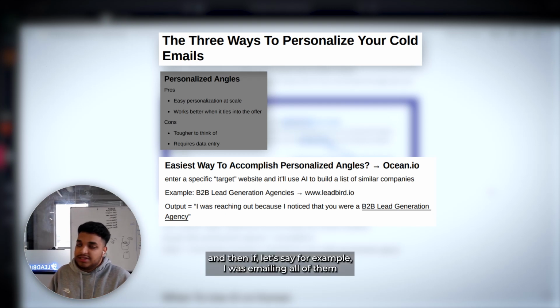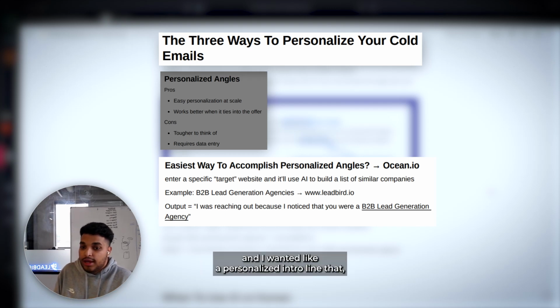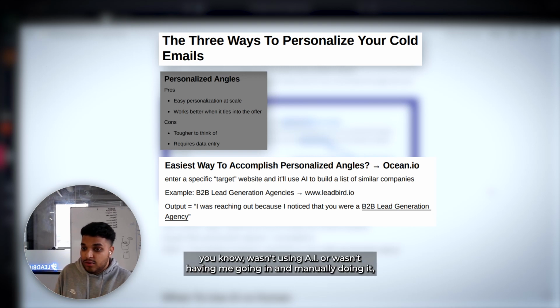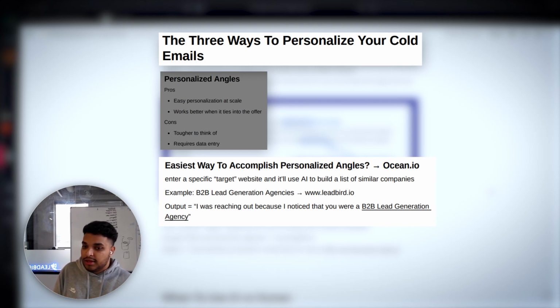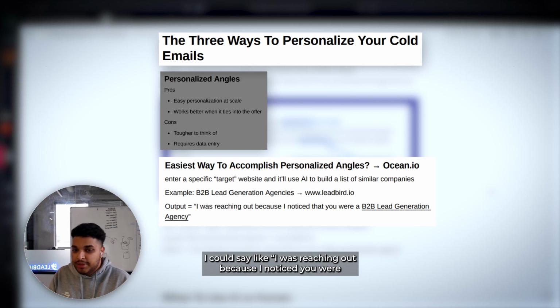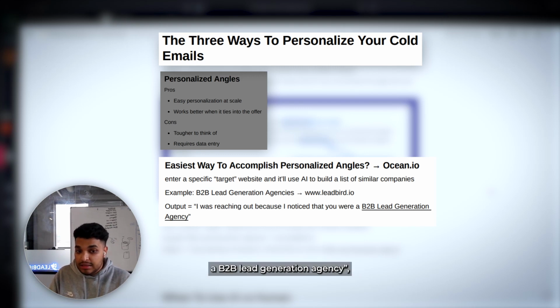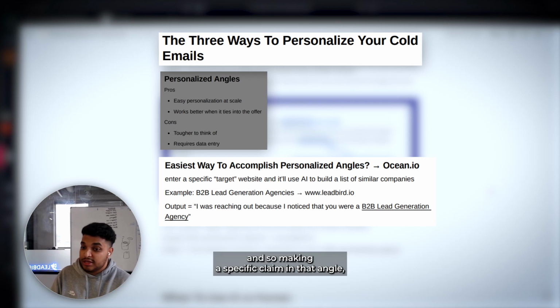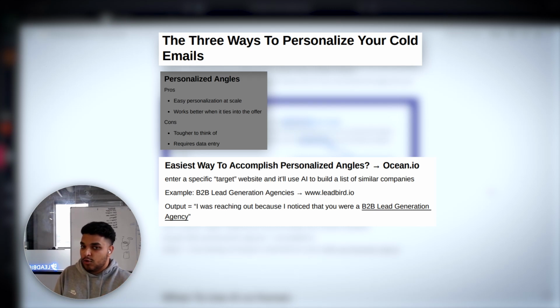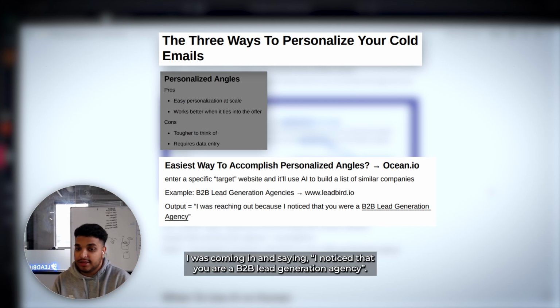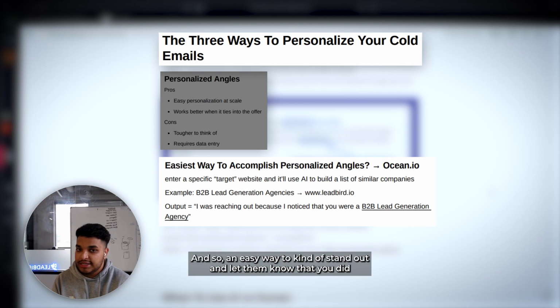And then if, let's say for example, I was emailing all of them and I wanted a personalized intro line that wasn't using AI or wasn't having me going in and manually doing it, I could say, "I was reaching out because I noticed you were a B2B lead generation agency." And so I'm making a specific claim in that angle, right? I'm not just saying, "Hey, I was reaching out because I noticed you're an agency." I was coming in and saying, "I noticed that you are a B2B lead generation agency." And so it's an easy way to stand out and let them know that you did some level of homework.